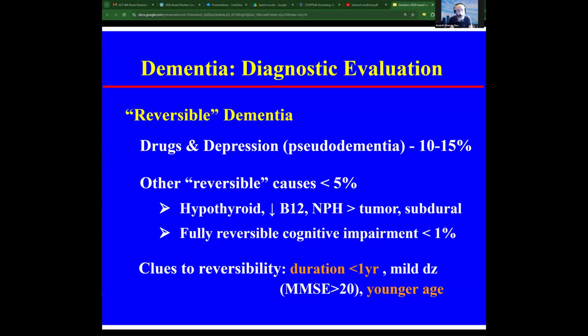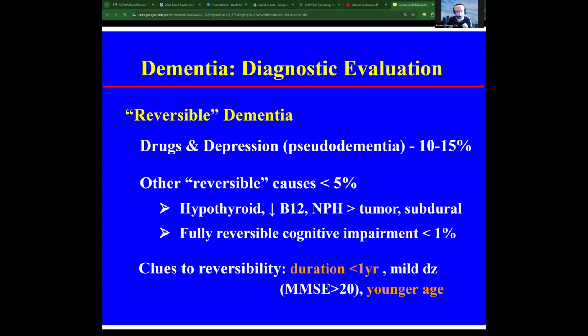So when we think about the reversible causes of dementia, the most common ones are actually drugs and depression, which usually is called pseudodementia. Then there are the ones that we learned in medical school. You're thinking about hypothyroidism, B12 deficiency, normal pressure hydrocephalus, then much less common things like a chronic subdural or, of course, a mass or a tumor. And generally speaking, fully reversible cognitive impairment or dementia syndromes are really rare. Again, it's less than 1%. But when you have one of those, you really want to catch it. And of course, that's a diagnosis that is life-changing.